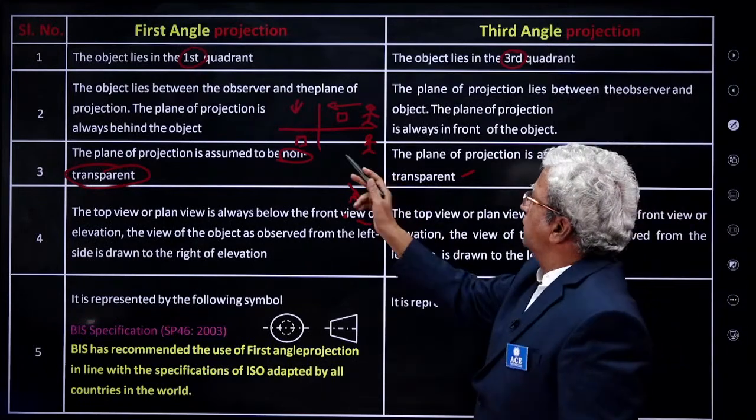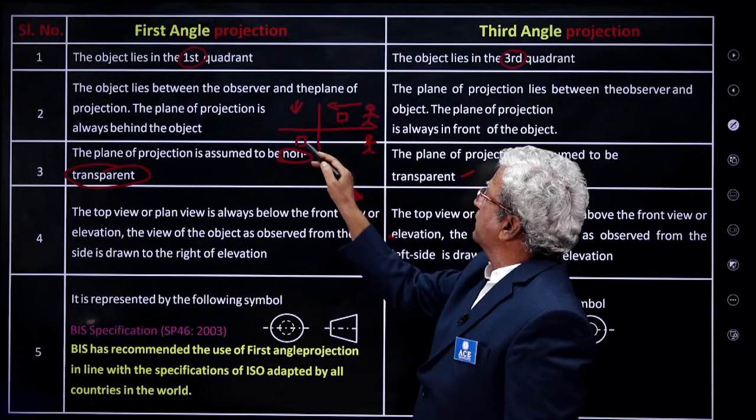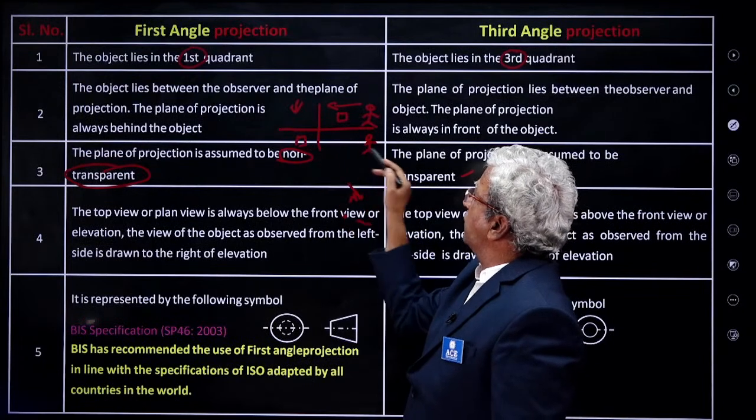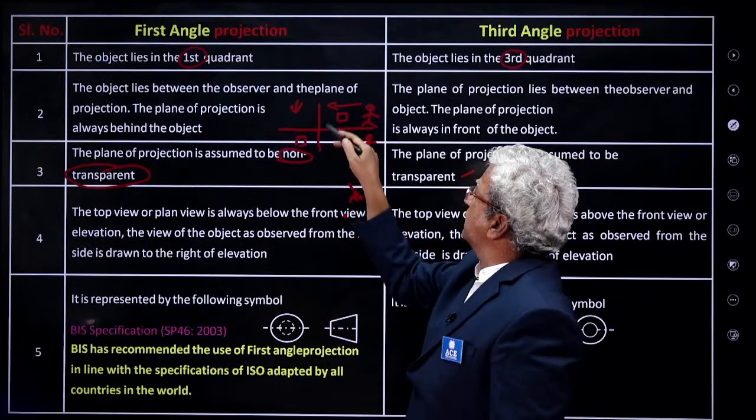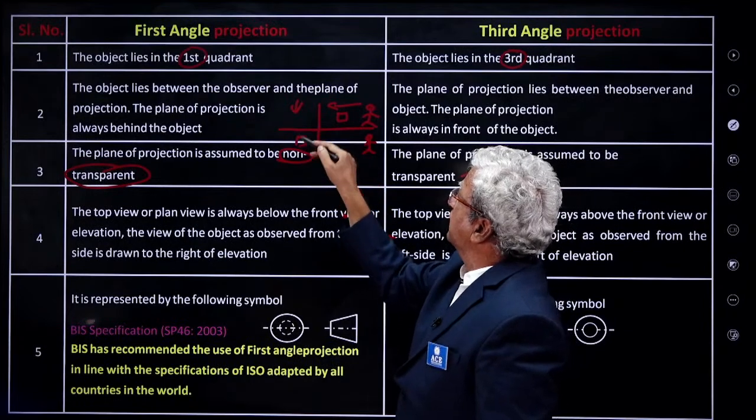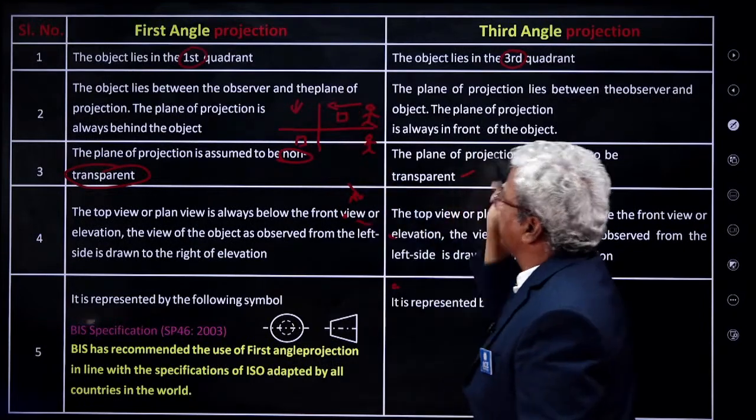That's what I said, no? Unless this is transparent in the third angle, where the object is in the third quadrant, how can you see this? Unless this plane is transparent. Similarly, unless this plane is transparent, how can you see that? So that is the idea.